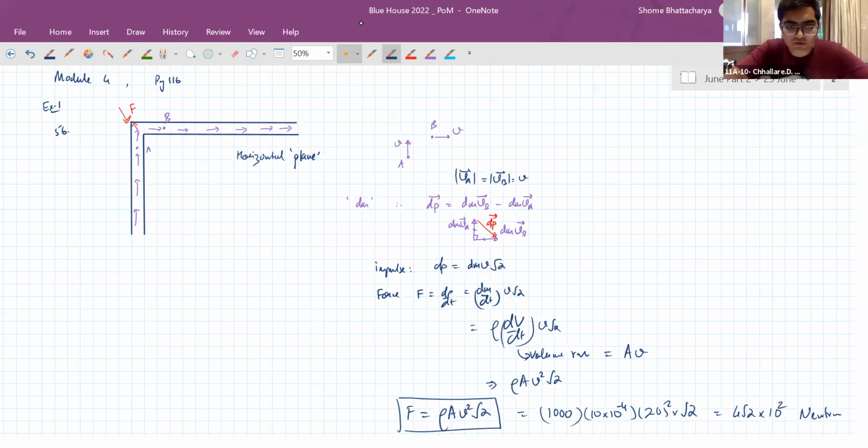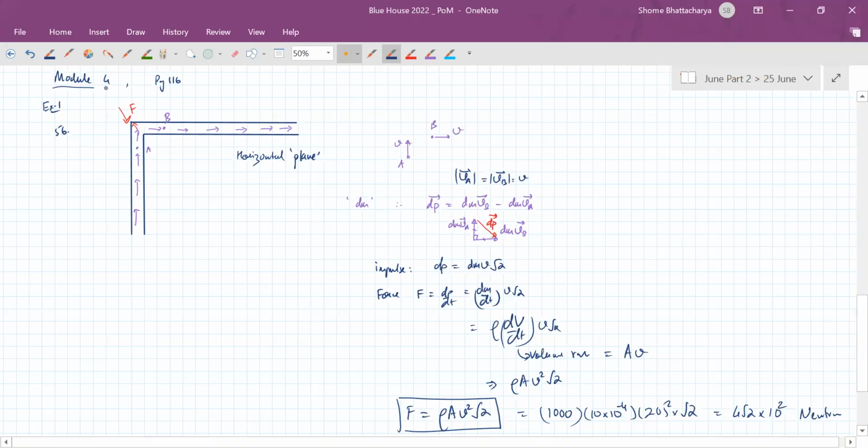So this question is from the module. Yes, this is module 4, exercise 1, question number 56. Okay, so Shivam, hope this is clear.